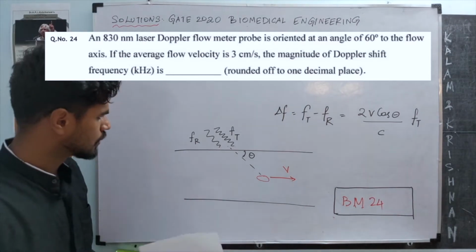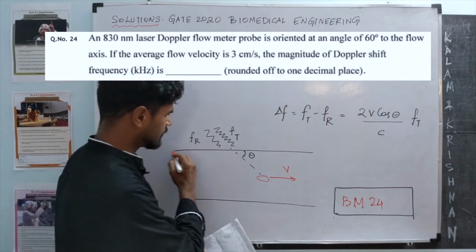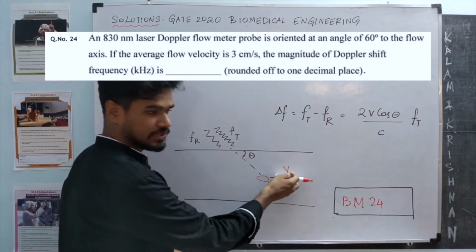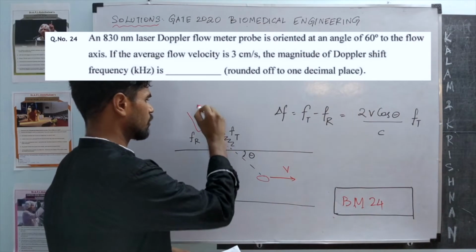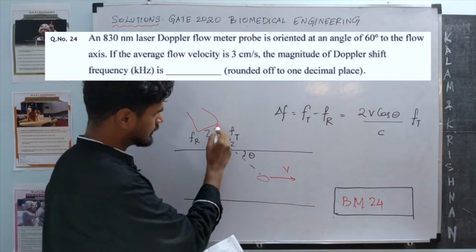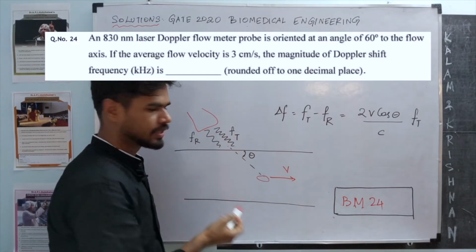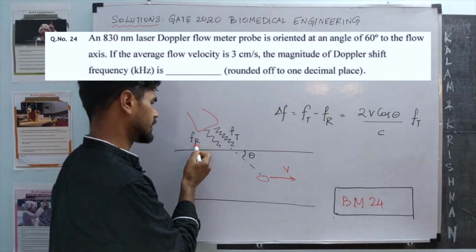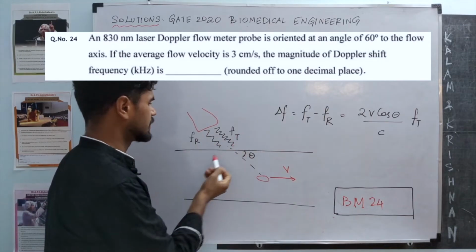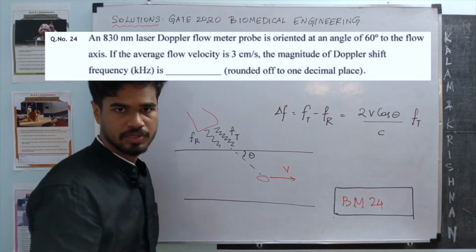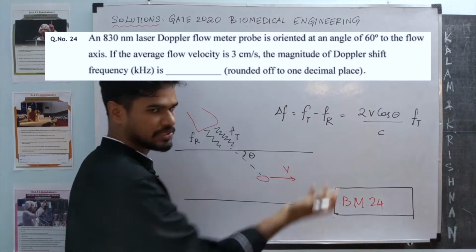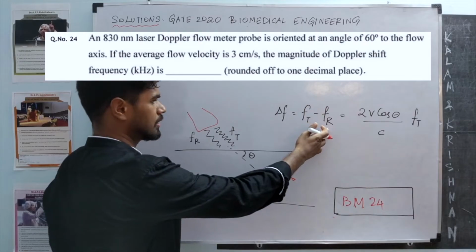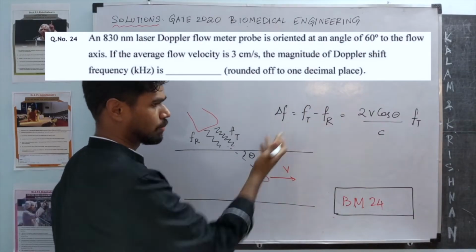Okay, so given some blood vessel and some flow axis, blood is flowing with a velocity v. We use a Doppler flow meter over here, which sends a signal with frequency ft and gets back a signal with frequency fr, the transmitted and received frequencies. So the Doppler shift is essentially the difference between these two, transmitted minus received.